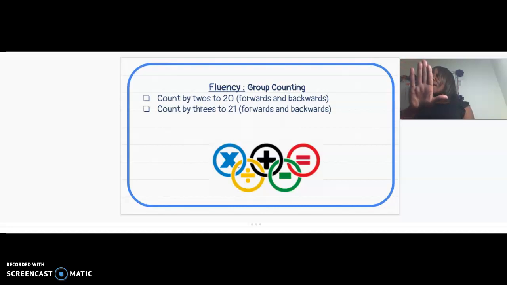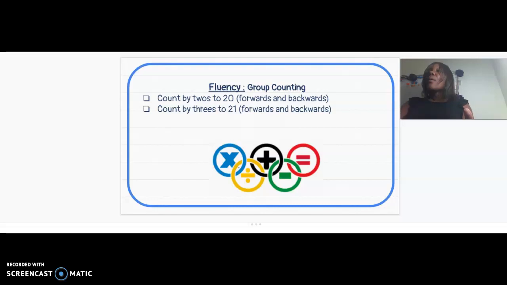Should have stopped at 3. Awesome. Ready, count. 3. Awesome. Should have stopped at 9. Ready, count. Stop. You should have stopped at 21. Stop. You should have stopped at 15. Ready, count. Should have stopped at 9.